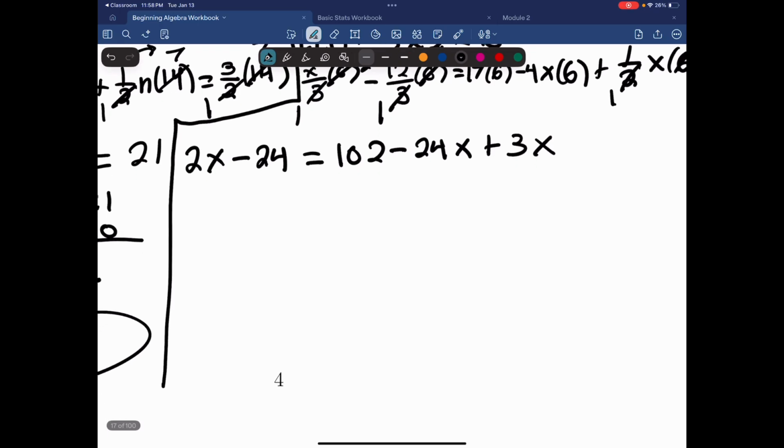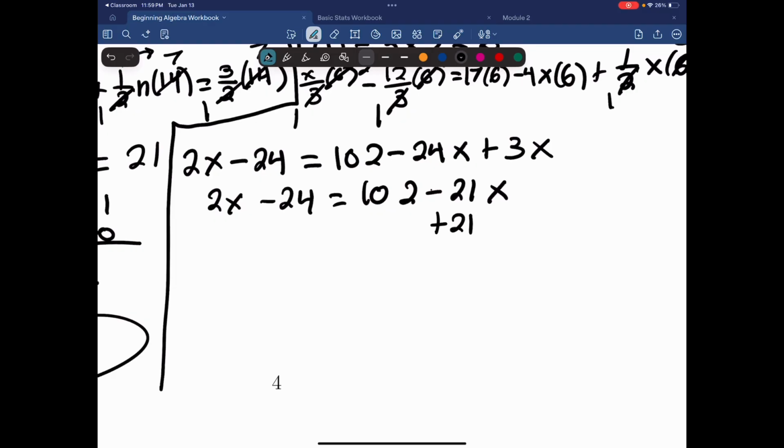So now from here, we're going to solve this equation like any other one we've seen before. So looking at the right-hand side of the equation, we can combine negative 24x and 3x. So let's do that. So we're going to have 2x minus 24 equals 102. And then negative 24 plus 3 is negative 21. So we're going to get negative 21x. And now from here, I'm going to add 21x on both sides of the equation.